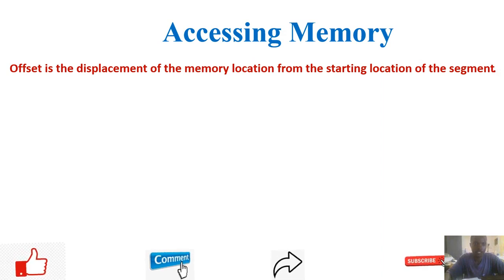Let's define what an offset is. An offset is the displacement of the memory location from the starting location of the segment. Let me say you are in a room, right? And then you say, I want to move 3 steps from where I am. So, what is the offset?